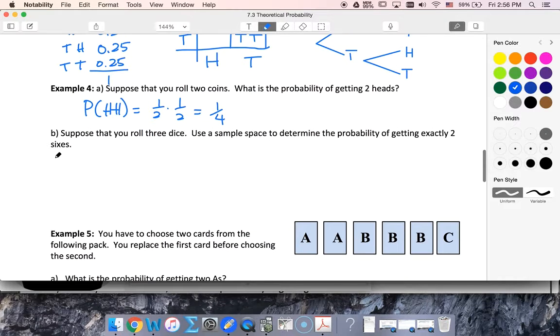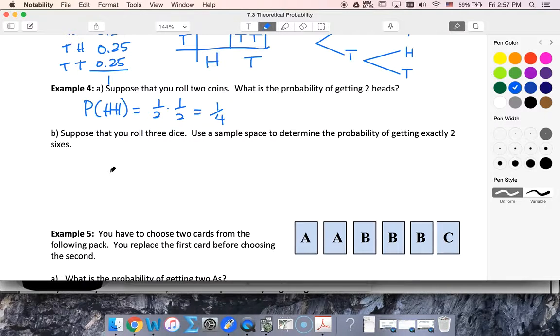All right, if I roll 3 dice, a sample space of getting exactly 2 6s. Well, with 3 dice, I could make a list, but that's going to be a pretty big list. I can't make a 2D grid because I have 3 things happening, so I could use a tree diagram.